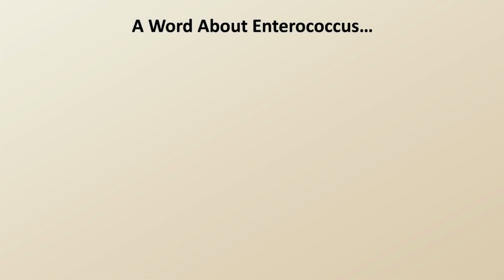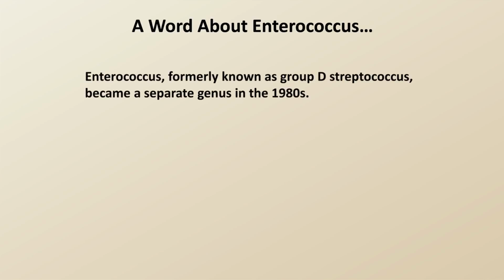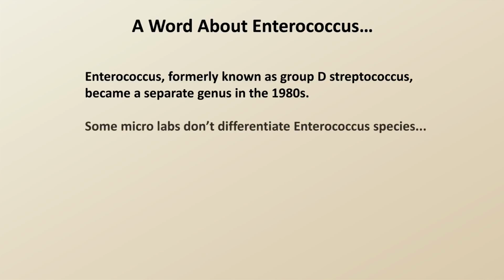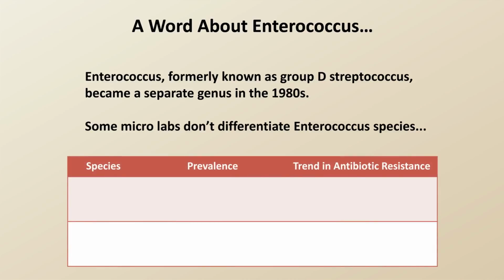I'd like to talk just for a minute more about Enterococcus. As I already mentioned, it was formerly known as Group D Streptococcus until the 1980s. And as I mentioned near the very beginning of the lecture, many people refer to all Enterococcal species simply by the genus name. In fact, some microlabs don't even routinely differentiate Enterococcus species. This is really problematic because these species don't act the same. There are 2 major pathogenic enterococcal species.